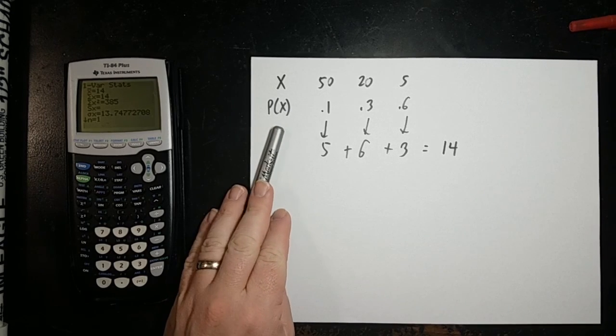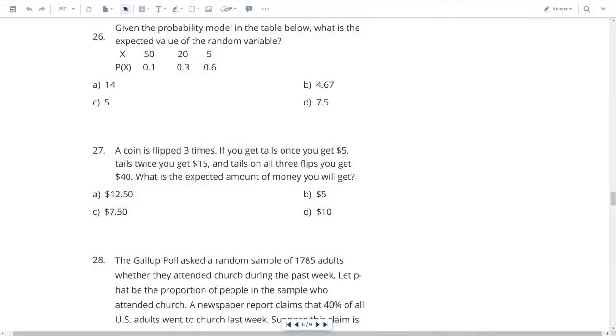Number 27. Change the screen back. There we go. A coin is flipped 3 times. If you get tails once, you get $5. If you get tails twice, you get $15, and tails on all 3 flips will get you $40. What is the expected amount of money you will get?